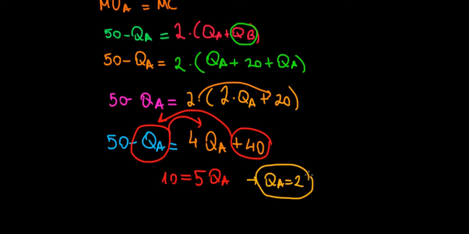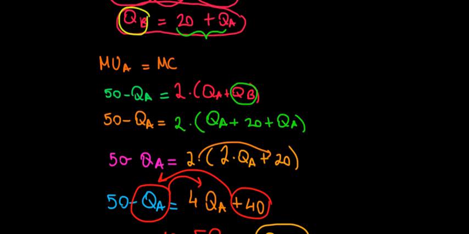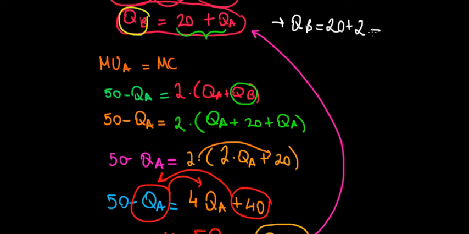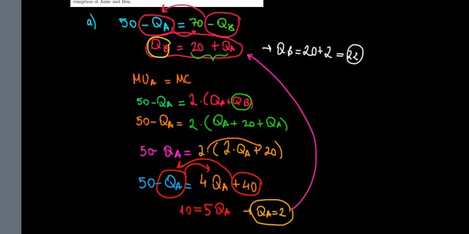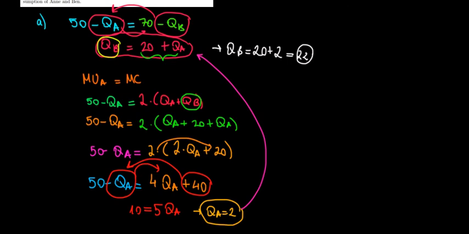And with this in mind, we can calculate the quantity that Ben consumes, because the quantity of Ben is a function of the quantity of Anne. So we'll substitute that value over here in the quantity of Ben, and as a result, what do we get? Well, the quantity of Ben is equal to 20 plus 2, so that's equal to 22. Now, what is the highlight of this question? We can see that Anne would consume 2 units, Ben would consume 22 units, so that they achieve the same marginal utility of the last unit of good provided. That is the best distribution of this consumption.